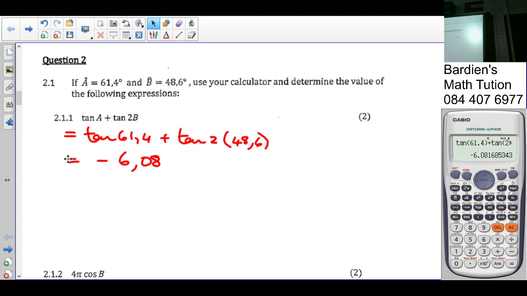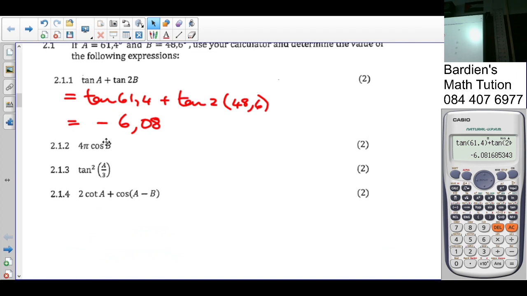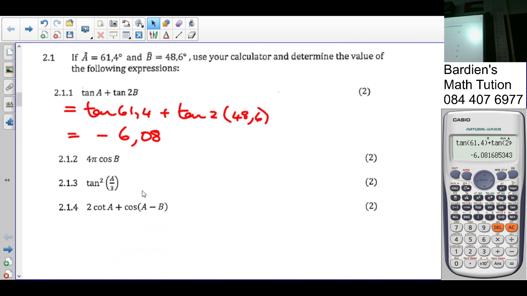Okay, any confusion here? Okay, so let's look at the next one. In number 2.1.2, you have 4 pi cos of B, angle B, which is 48,6. You all okay with that?